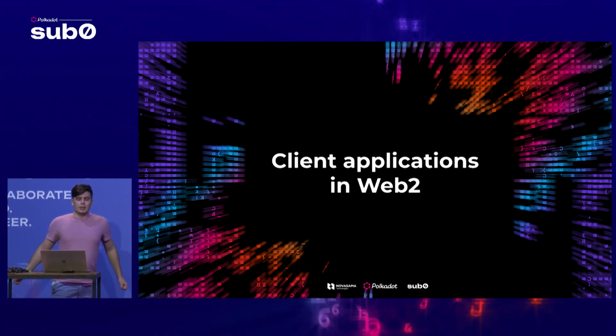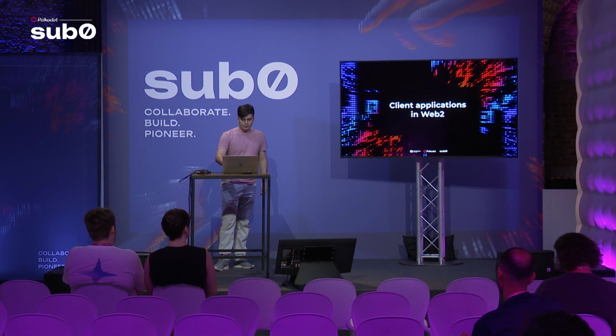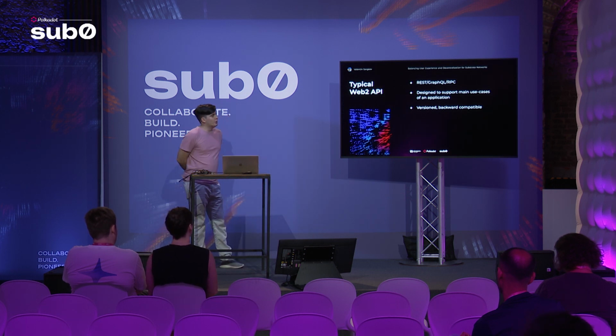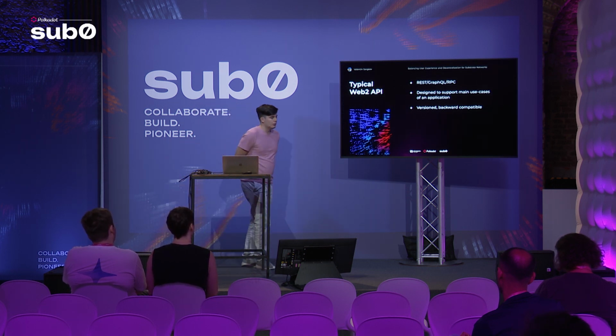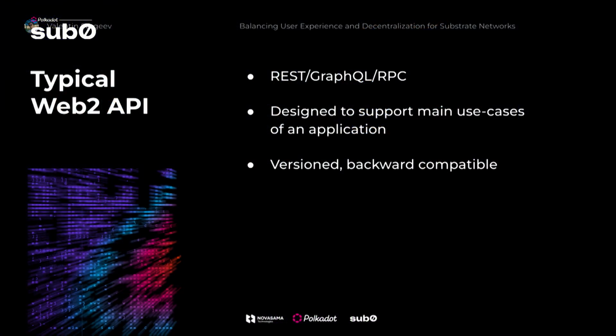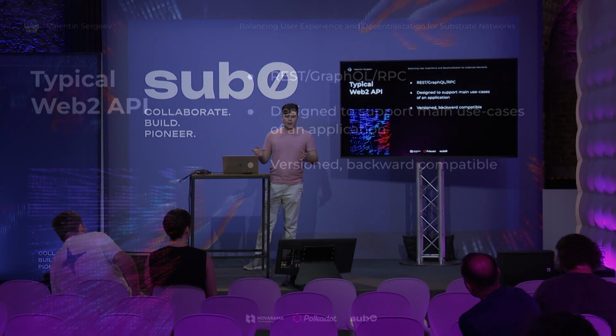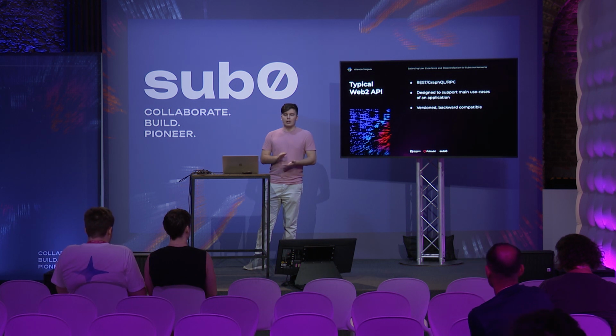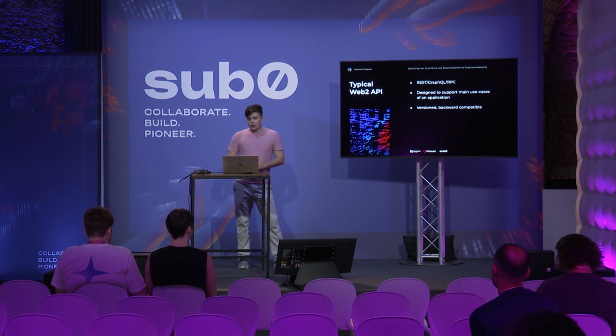So let's start with an overview of client applications in Web2. In Web2, it's actually pretty simple. We usually have a client app that communicates with some web server that has some API in the form of REST, GraphQL, or RPC, designed to support the main use cases of your application. Web2 applications are usually pretty simple, and the most complicated part lies on the web server itself. Good Web2 APIs are also versioned and backward compatible, so all good for client applications.